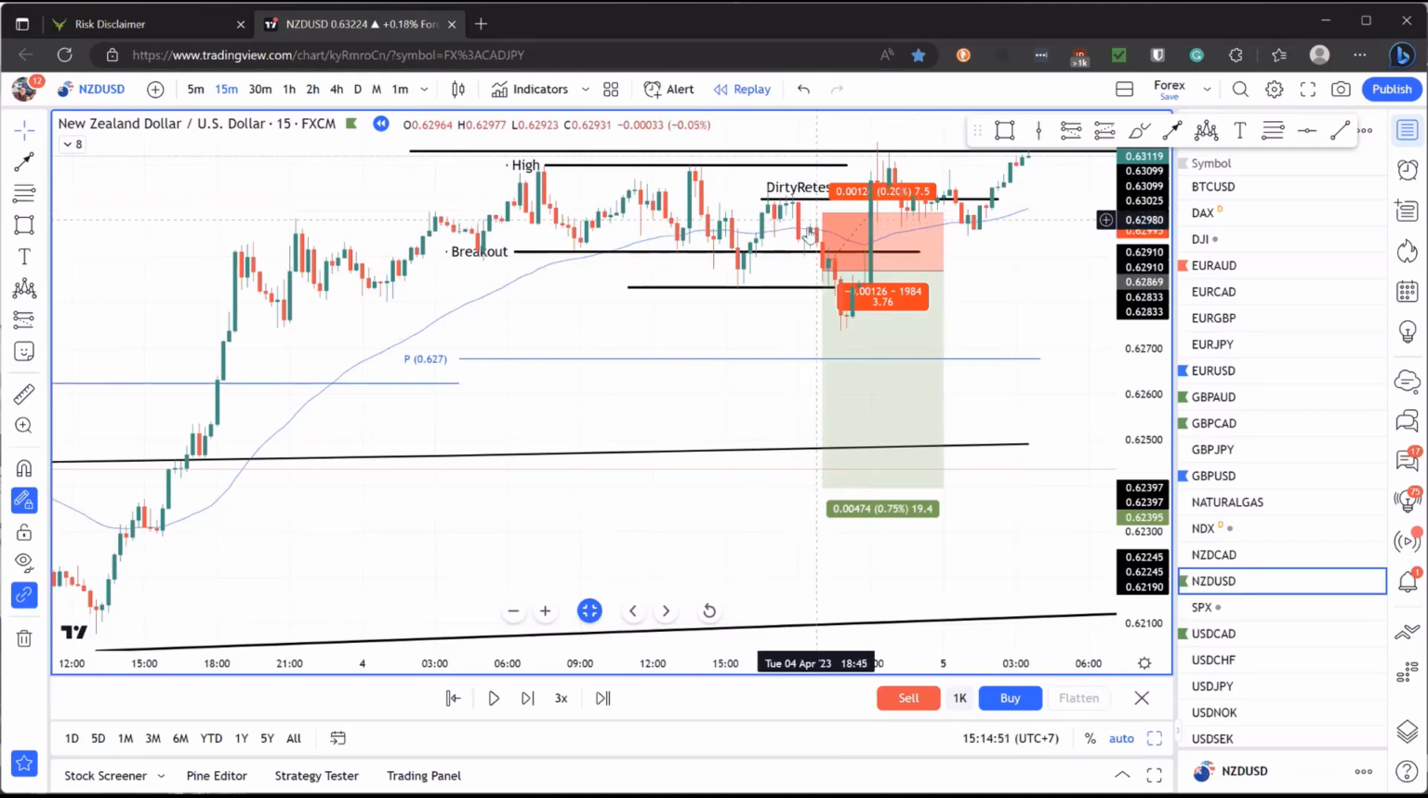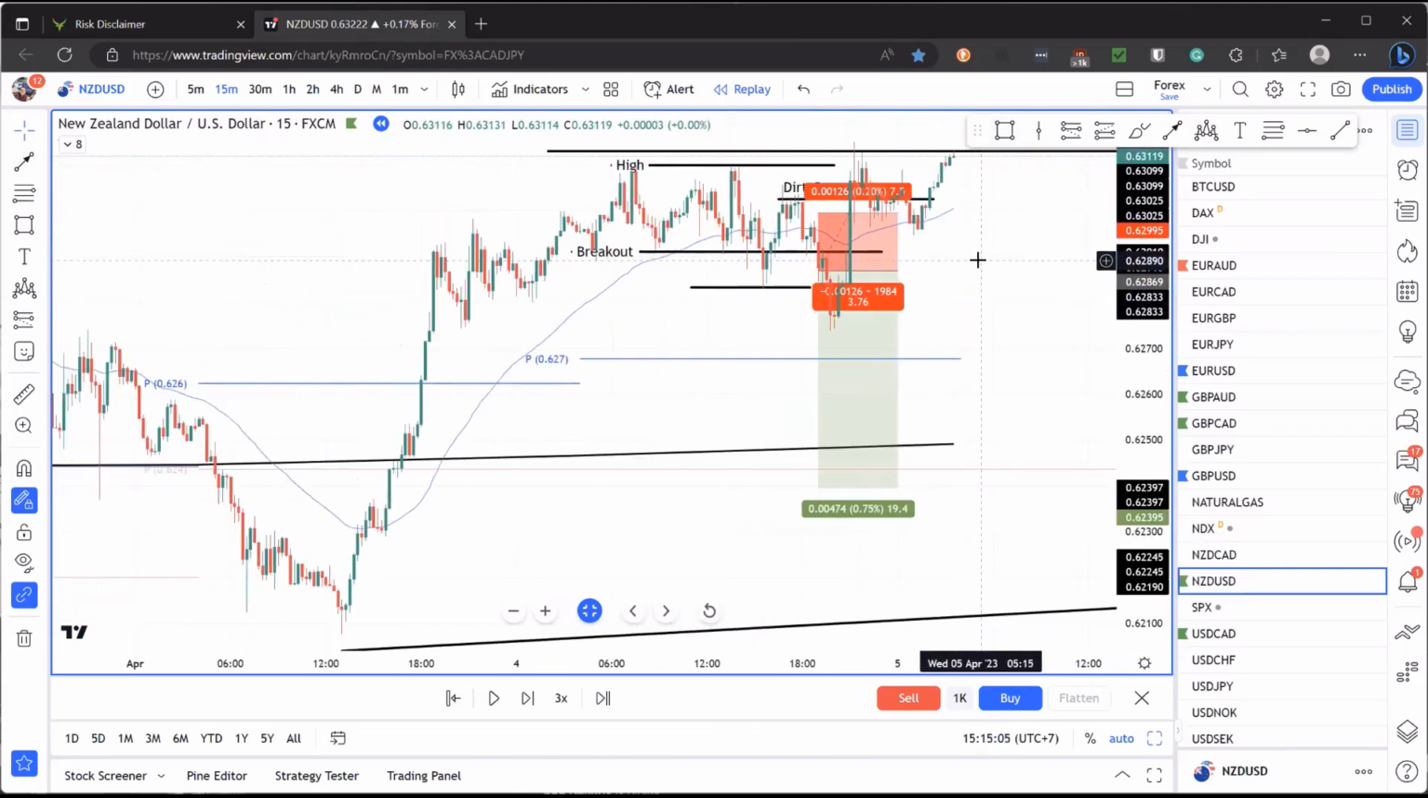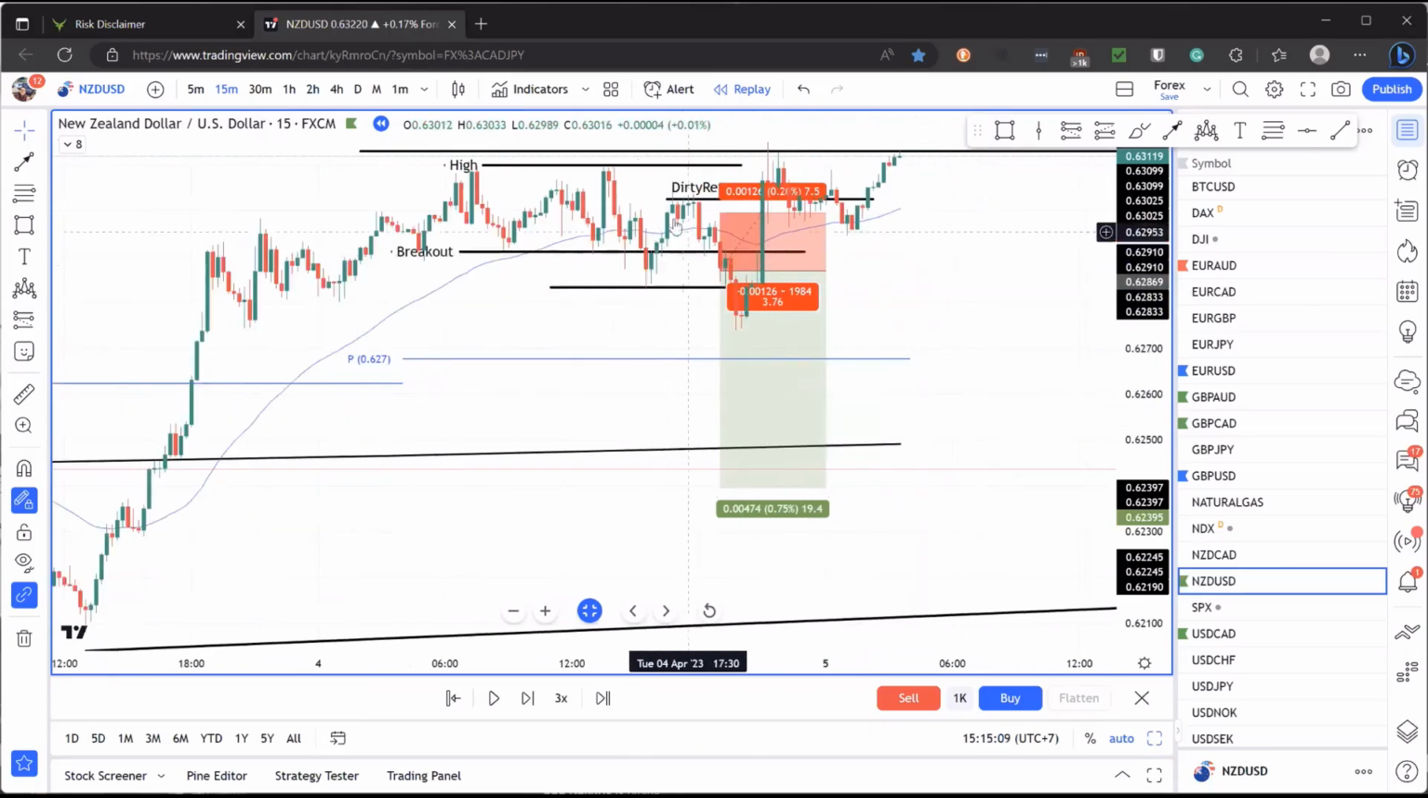Stop above this high, not above the dirty retest high. I think overall it's a fair stop loss, but obviously it didn't work out at all. The market just a few candles later brushed through it, retested the highs, had a nice lower bounce, and now obviously we're trading above it. So yeah, didn't work out, but I think overall still a great setup.